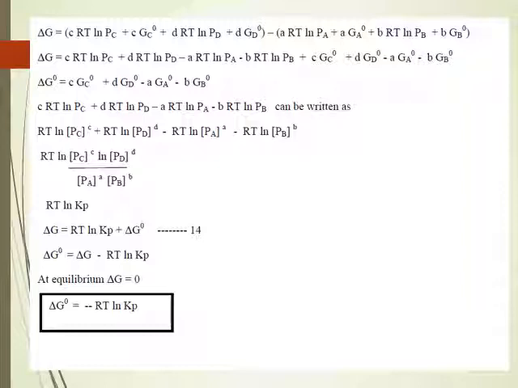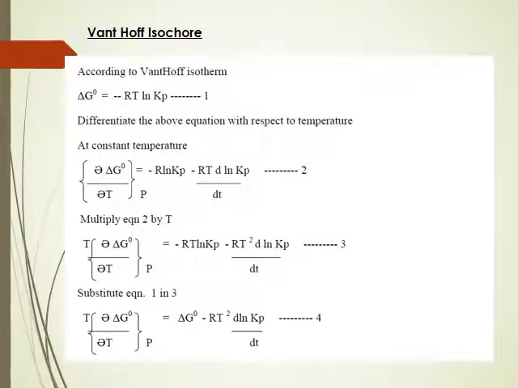At equilibrium, delta G is equal to 0. So delta G naught is equal to minus RT ln Kp. Now the isochore. According to the Van't Hoff isotherm, delta G naught is equal to minus RT ln Kp.